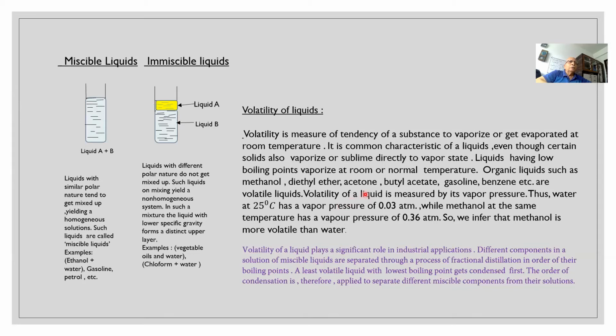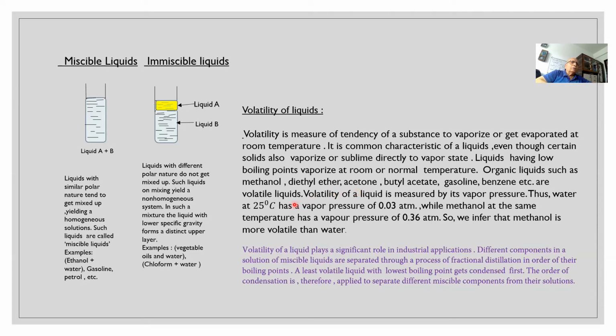Many organic liquids are known to us: benzene, gasoline, butyl acetate, acetone, diethyl ether, dimethyl ether, and so many other organic liquids, which are usually volatile. They turn into gas easily. They turn into vapor easily.